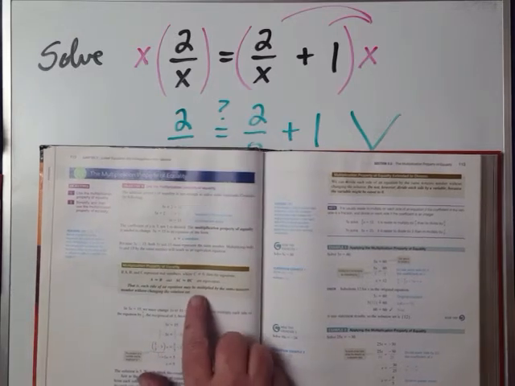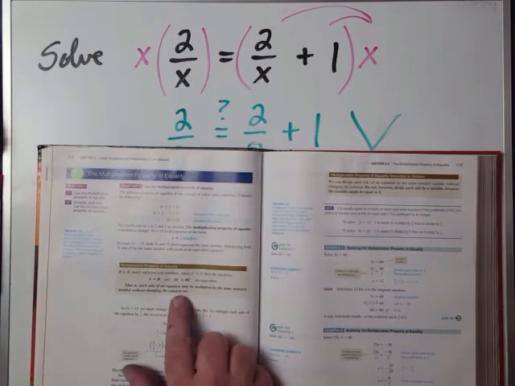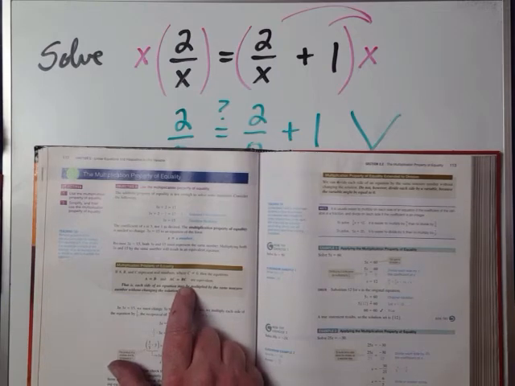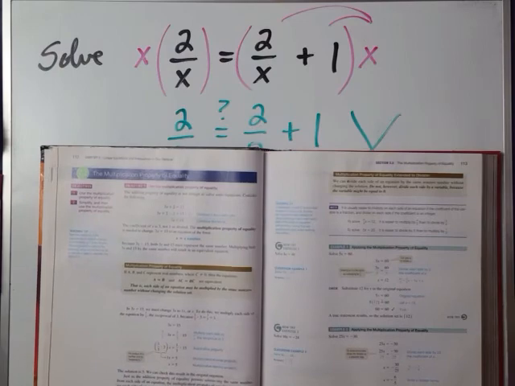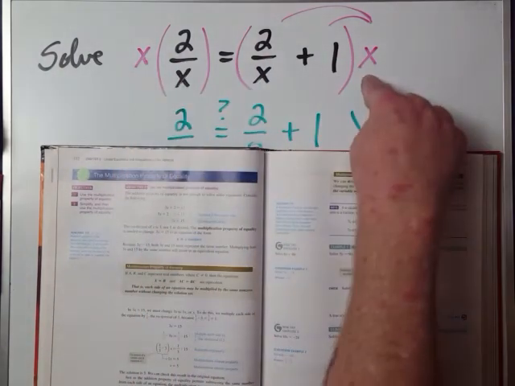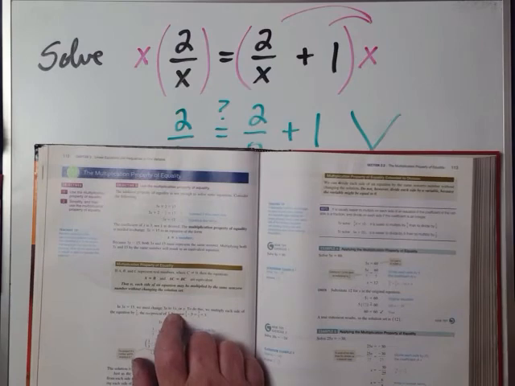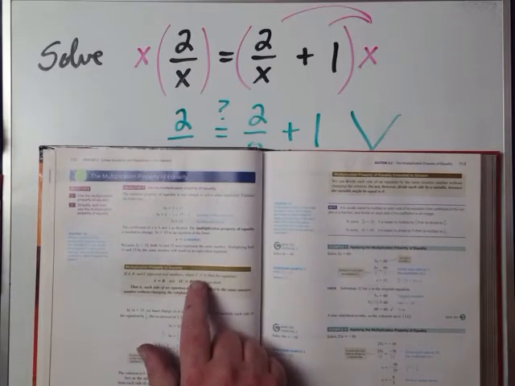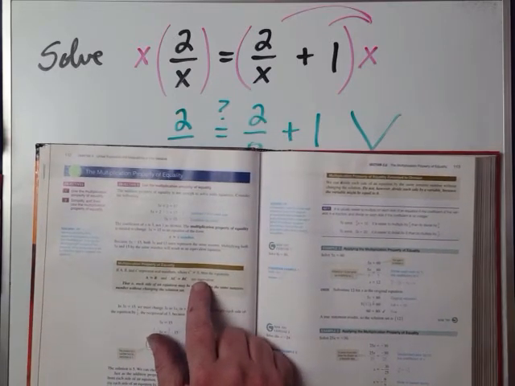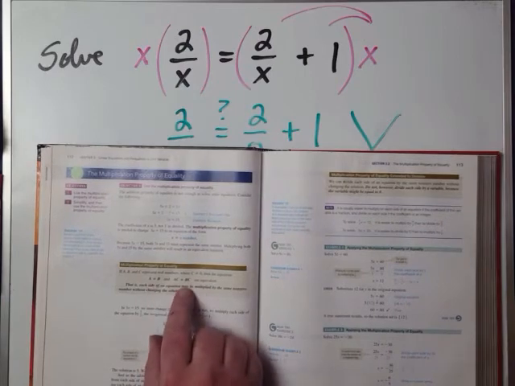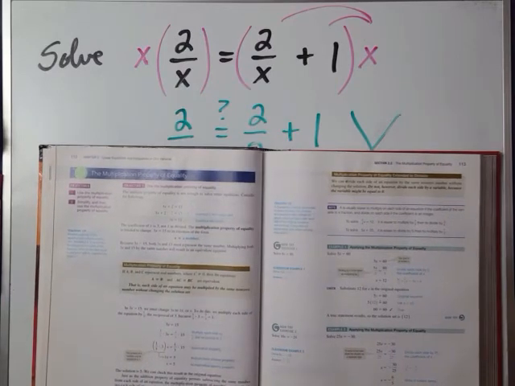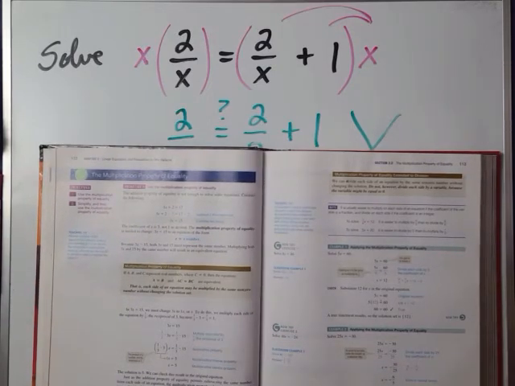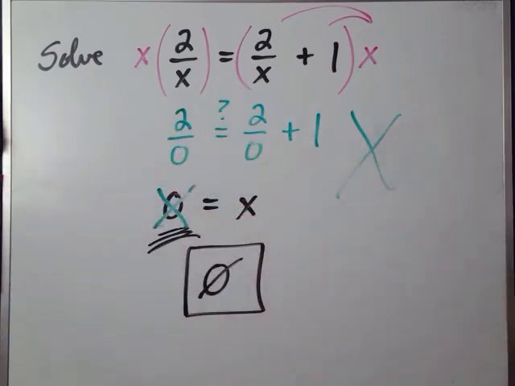The multiplication property of equality. This is the property that allows me to multiply both sides of an equation by the same thing and get an equivalent equation, that is, without changing the solution set. And that's all I did. I multiplied both sides by x. But what does it say? Here in the brown box, page 112, if a, b, and c represent real numbers where c is not 0, then a equals b and ac equals bc are equivalent. That is, you can multiply both sides of an equation by the same non-zero number without changing its solution set.